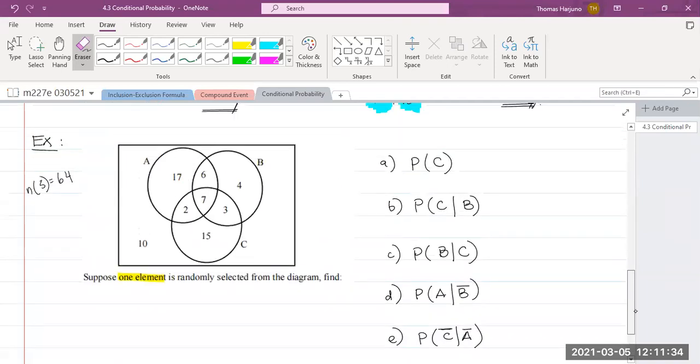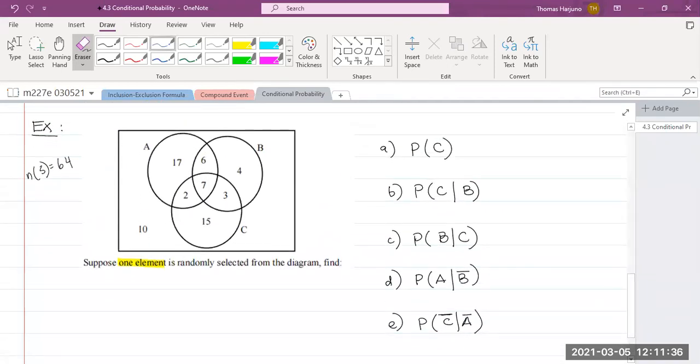Okay, let's do this problem. After I'm done with this, we will apply whatever we learned today to the contingency table case. Let's see. Probability of C: how many elements in C? 2 plus 7 plus 3 plus 15 over 64. That's 27 over 64.